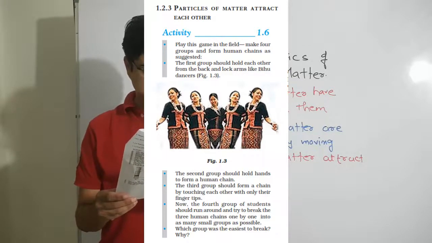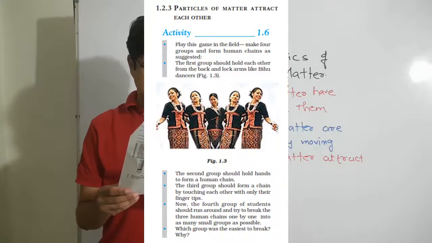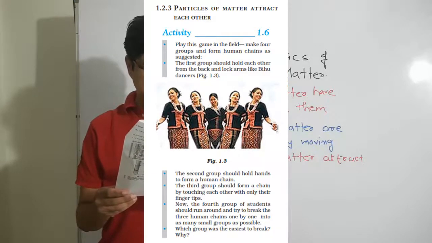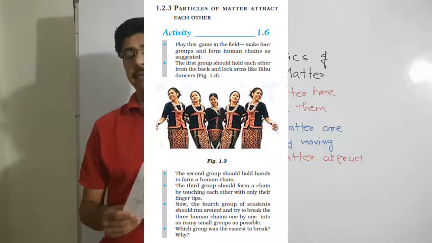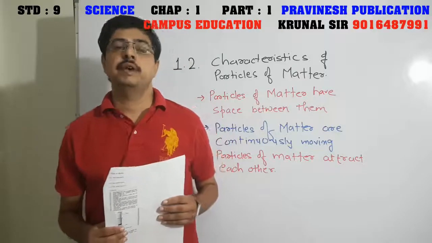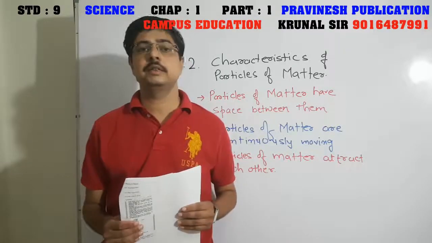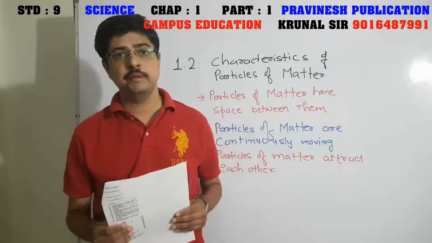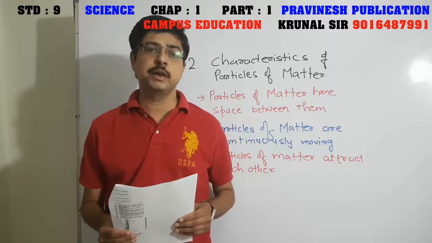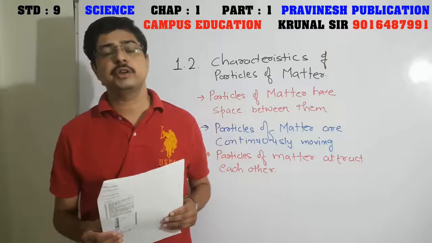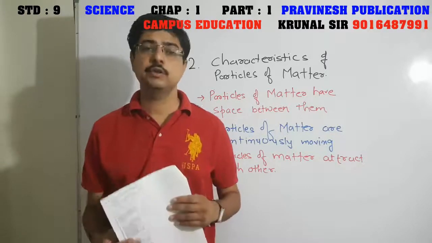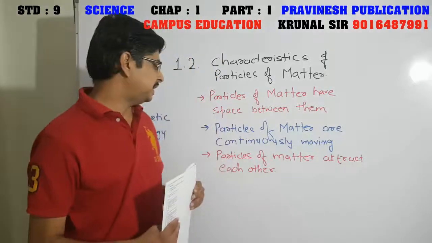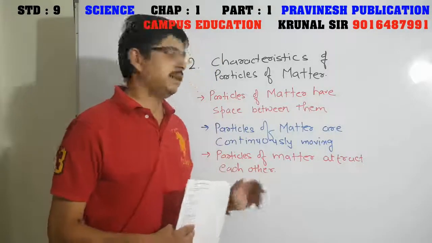Now the fourth group of students should run around and try to break the 3 human chains one by one into as many small groups as possible. Which group was the easiest to break and why? Friends, here we have 3 groups and the fourth group is running and trying to break the chain. So which group is easy to break? Here the group which touch each other by the fingers, they are very easy to break. So by this activity we can say that particles of matter attract each other.